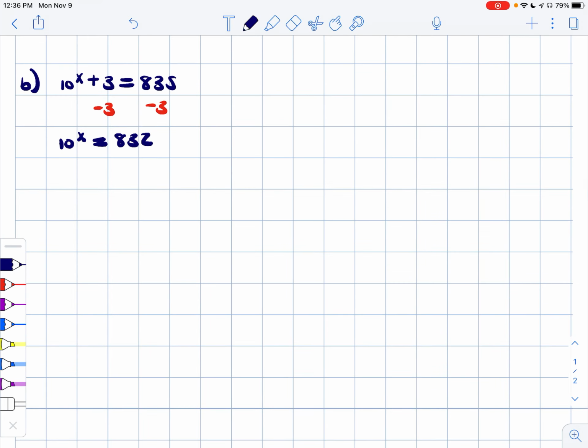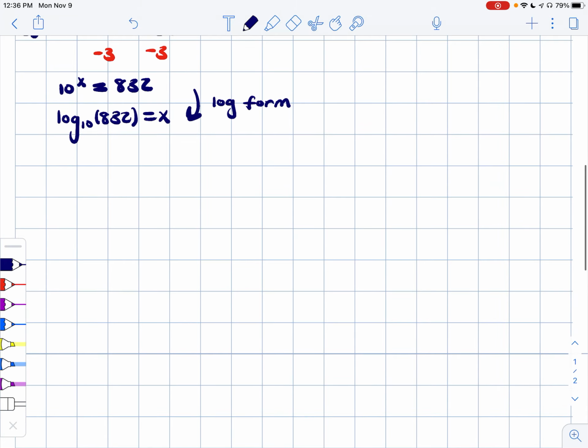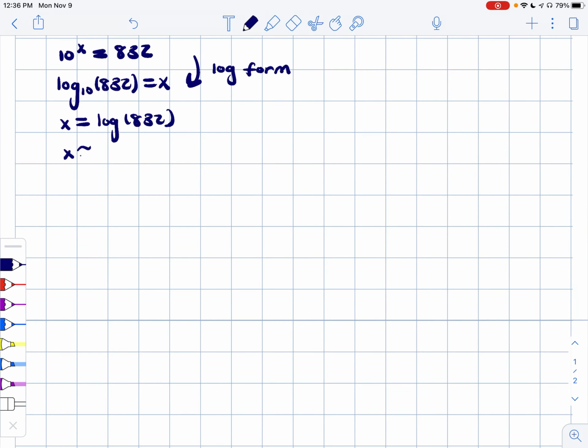So instead, we want to use the definition of a log to switch this into our equivalent log form. So we would change this to the log base 10 of 832 is equal to x. And remember, a log base 10, you don't really have to write the base, so that's just the same as saying log of 832. So that would be our exact answer. And then if you plug it into your calculator, you would get approximately 2.920.